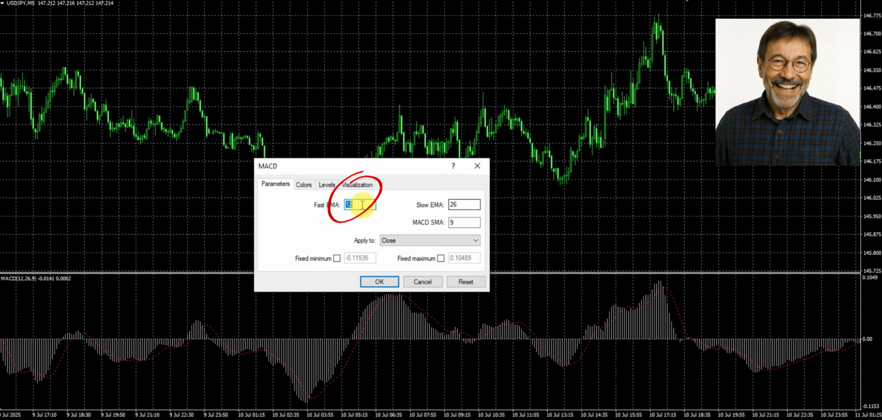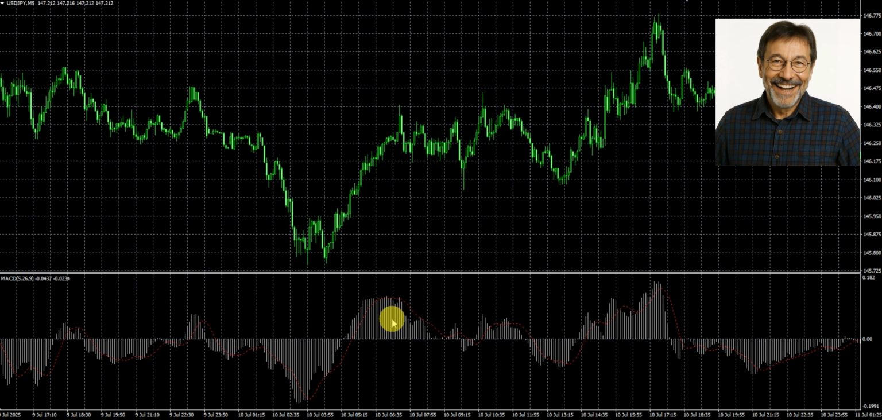The first EMA, 12, the fast one. Like a thermometer, it reacts instantly. The second EMA, 26, the slow one, shows the general trend. The third number, the signal EMA, usually 9, smooths the difference between the first two. Think of it as a filter. It removes the noise.